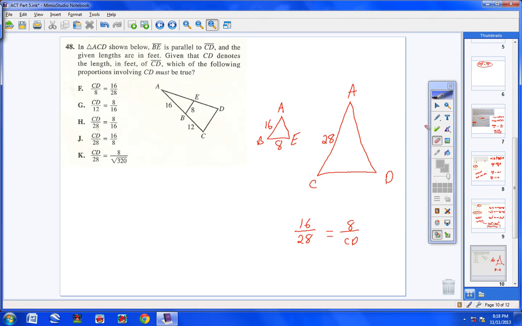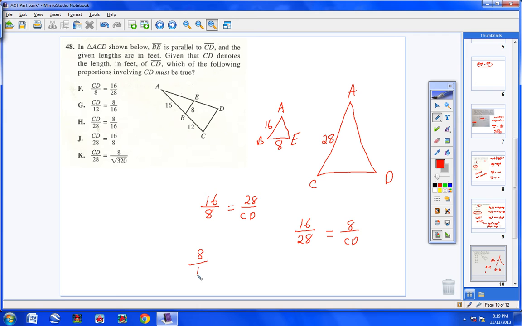You can say this right here, 16 over 8 equals, now 16 was first up top, so 16 over 8 equals 28 over CD. You can definitely say that. Now let's see if that matches anything over here. Here's 16 over 8, but it does not equal 28 over CD, so that's no good. I don't see any 16 over 8s. Maybe they flipped these two.